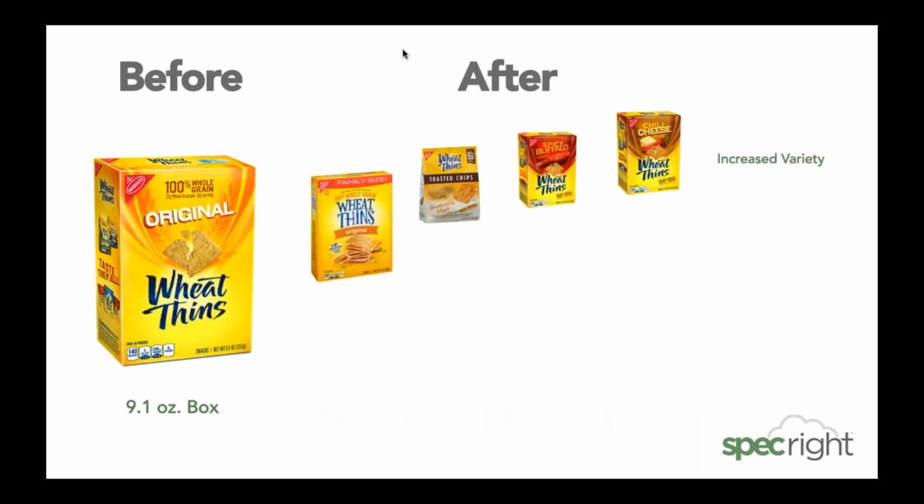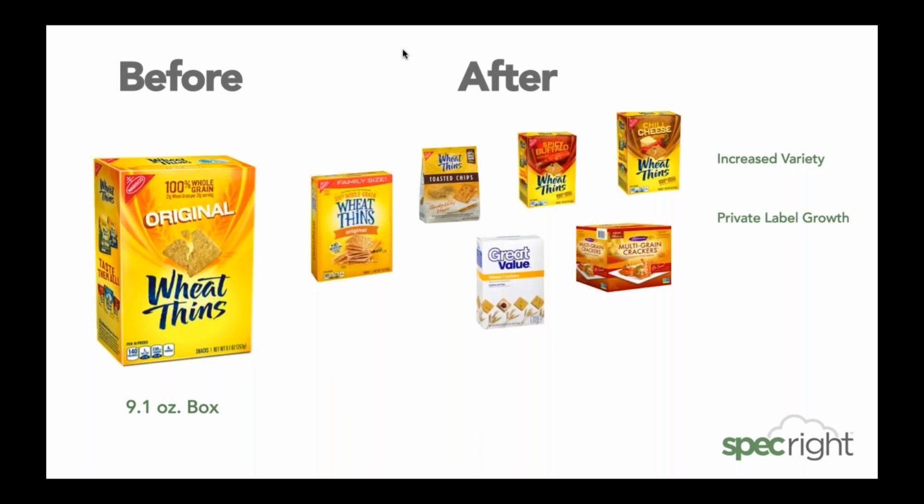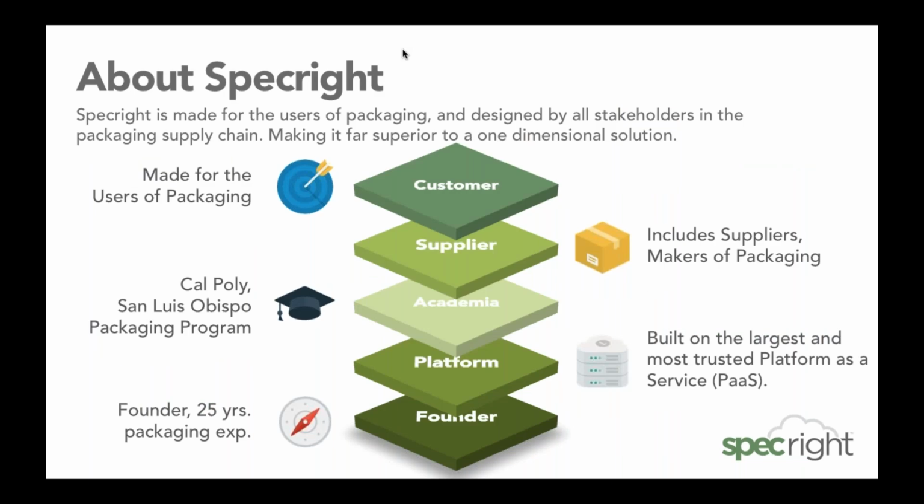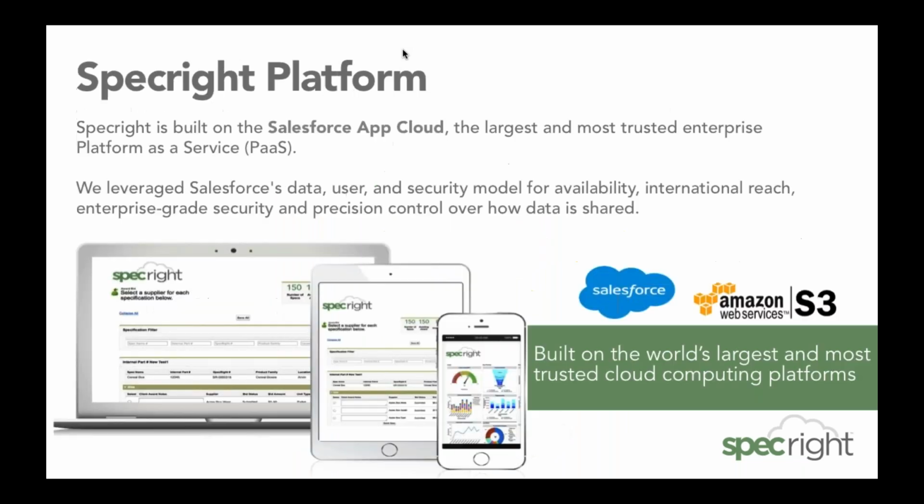And this has especially become a problem with the SKU proliferation of increased variety, private label growth, retailer influence, and international expansion that many of you on the phone have seen with your companies. So that's where we get to Specright. Specright is a cloud-based software platform built for the users and purchasers of packaging. When coming up with the product, Matthew gathered a team that included packaging suppliers, purchasers, academics with Cal Poly San Luis Obispo, and then technology experts, specifically one of the co-founders of Salesforce.com.